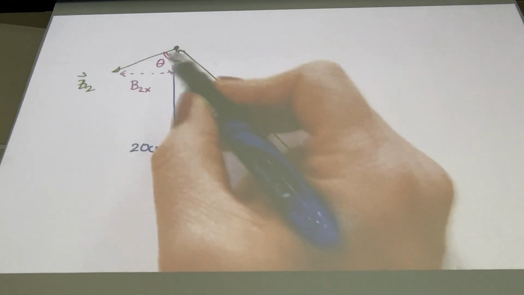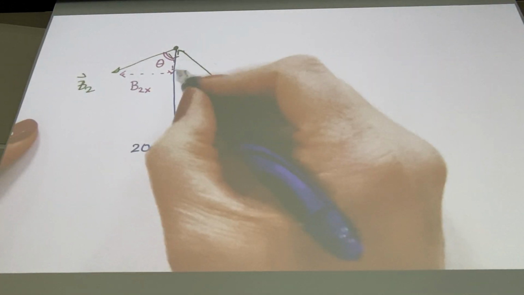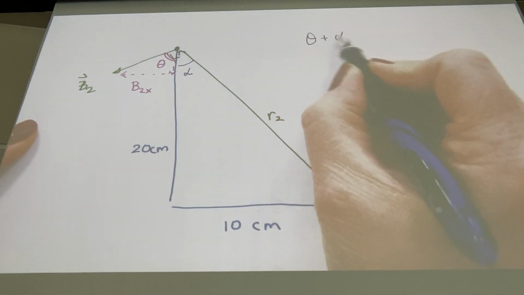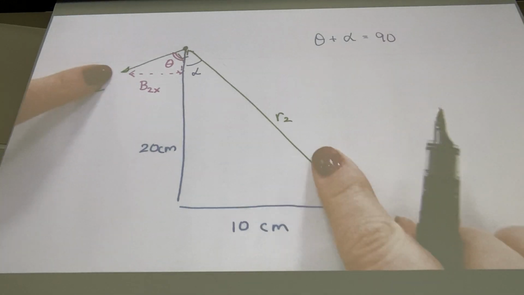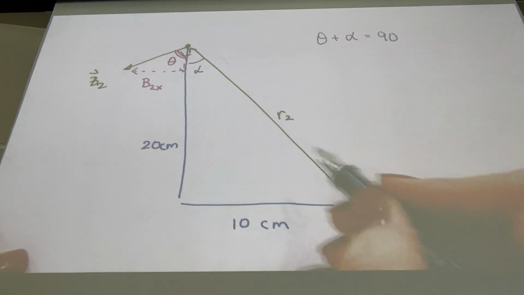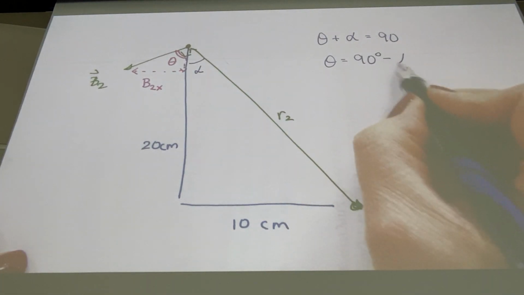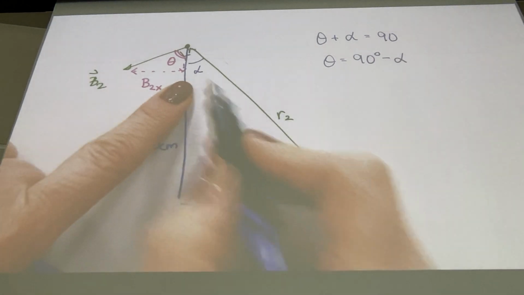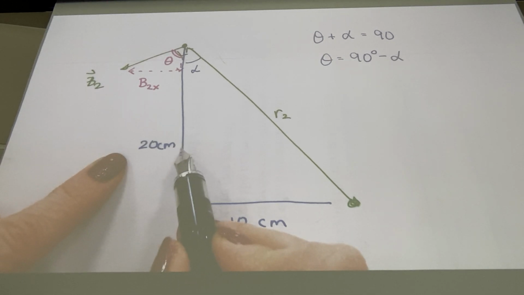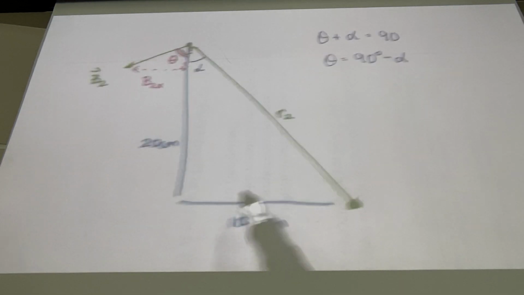My B2 and my R2 are perpendicular. So the angle that's in here, say I call that alpha, theta plus alpha equals 90 degrees, because B2 and R2 are perpendicular. So theta will be 90 degrees take away alpha. Could I find my alpha? Well, tan of alpha is opposite over adjacent, 10 over 20. So I think, yes, I could find my alpha.